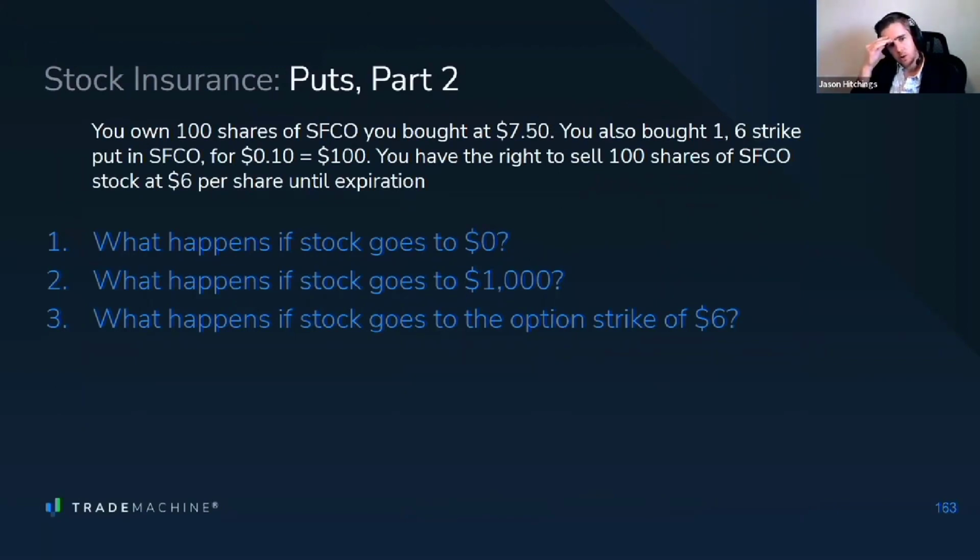So you have 100 shares of Safeco at $7.50, and you also bought a put. One put gives you the right to control 100 shares, and you bought the put at $6 for Safeco. So this actually is for $10 here. So it's 100 shares times 10 cents, so that's $10. So you have the right to sell 100 shares at $6 up until expiration. So what happens if the stock goes to 0?